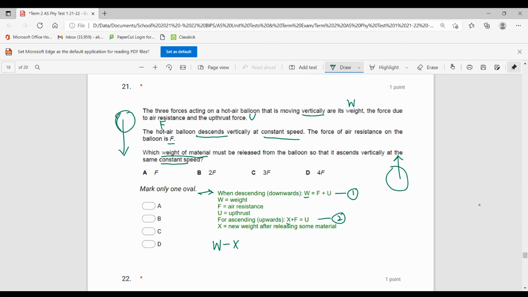And when I do that, I end up getting, let's subtract the left hand sides, W minus X minus F equals, let's subtract the right hand sides, F plus U, I'm sorry, minus U. Okay, so we end up getting W minus X, which is the weight that has been released, equal to F, move to the other side, F plus F, which is equal to 2F. So this is our answer, which becomes option B. So that is the correct answer.